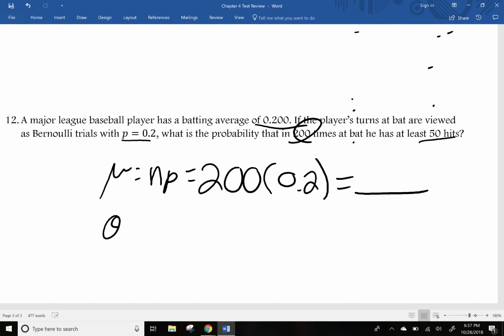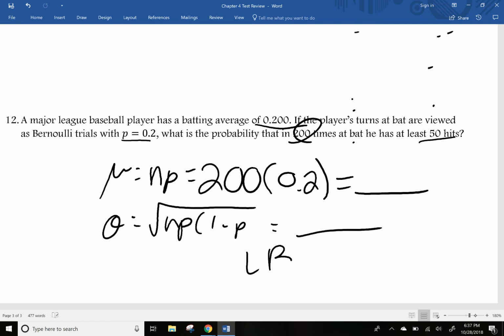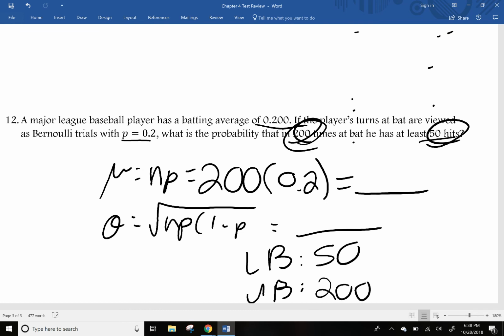So that's your mean. Your standard deviation is the square root of n times p times (1 minus p). Get that value. And then your lower bound is 50, of course, because you want at least 50 hits. And your upper bound would be the max in terms of hits, so you hit all 200. Probably unlikely, but that is your upper bound. So anywhere between 50 to 200, you're looking for that probability because you want at least 50 hits. And that's your math. I'm not going to give those answers because, again, that's just typing in the calculator.